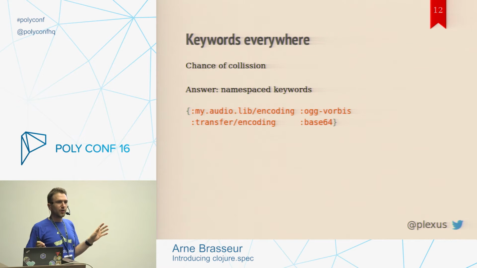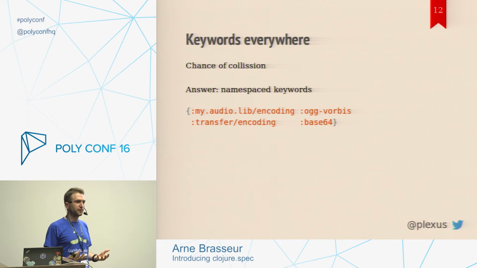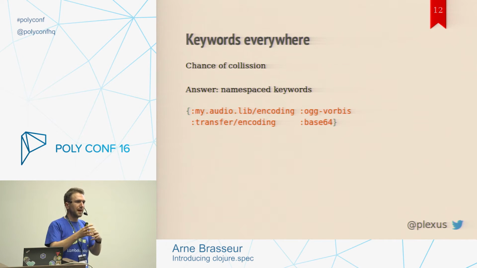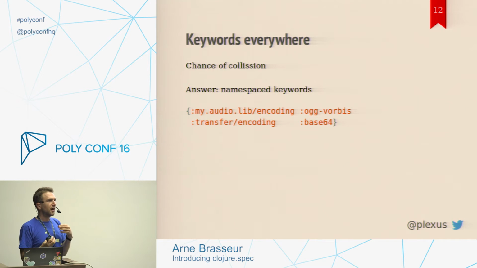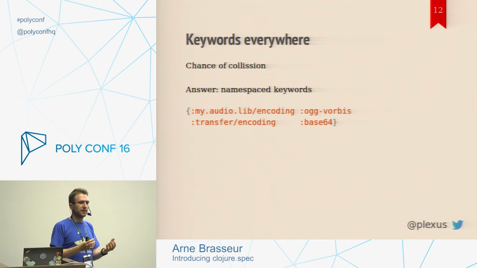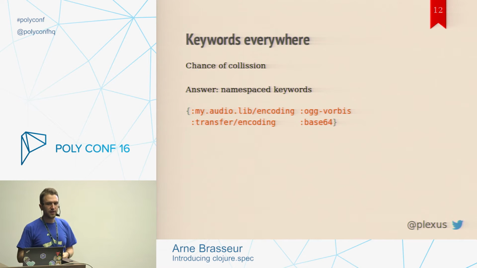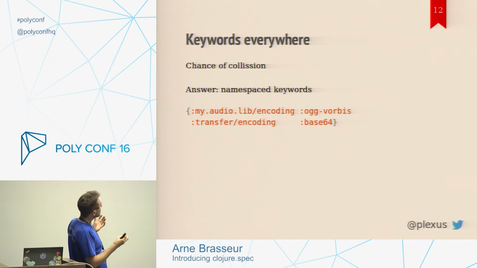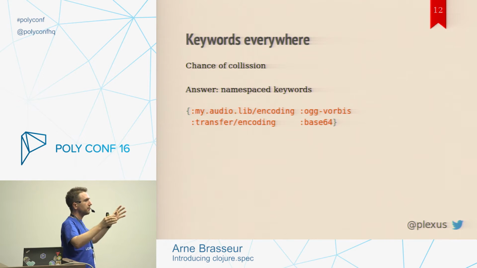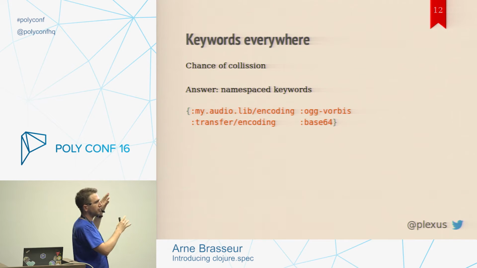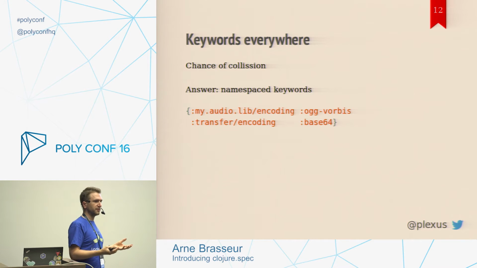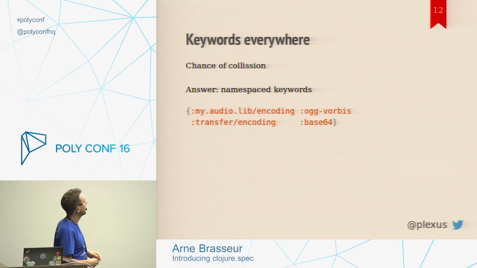So, keywords everywhere, which means that you have a chance of collision. If you're dealing with different libraries and maybe maps that have data coming from different sources, how do you know that you're not going to get the same key that's actually representing two different things? Clojure's answer to that is to namespace these keywords. You see that slash in there. It's saying, okay, you have an encoding, but in the context of my audio library, encoding can mean one thing, and in the context of another library, encoding can mean something else. Because they're namespaced, they don't clash.